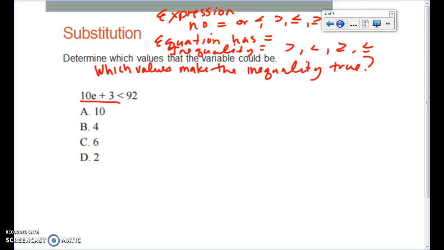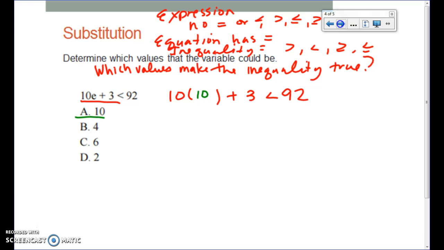So we want to make sure that this side is less than 92. So let's use substitution. In this case, it says 10 times something, e, plus 3 has to be less than 92. All right. Now I'm going to do a little bit of erasing. I want you to write down everything that I write down. Okay, so I'm going to start in green with A. Now, e is 10 in this case, so I'm going to try it with 10.